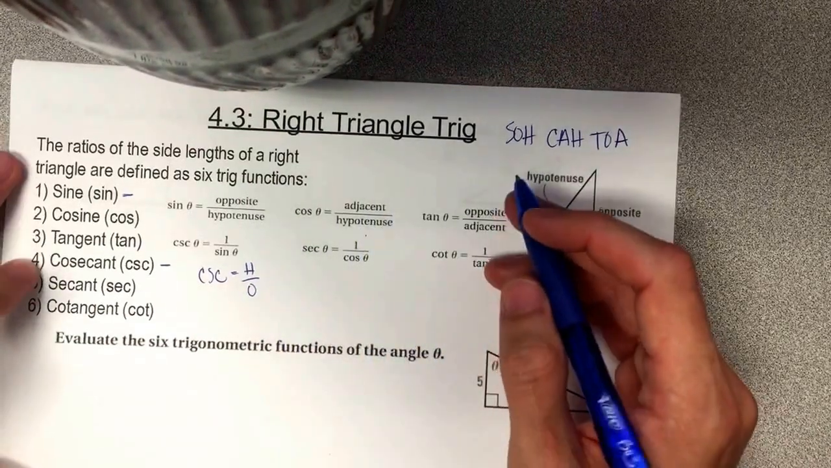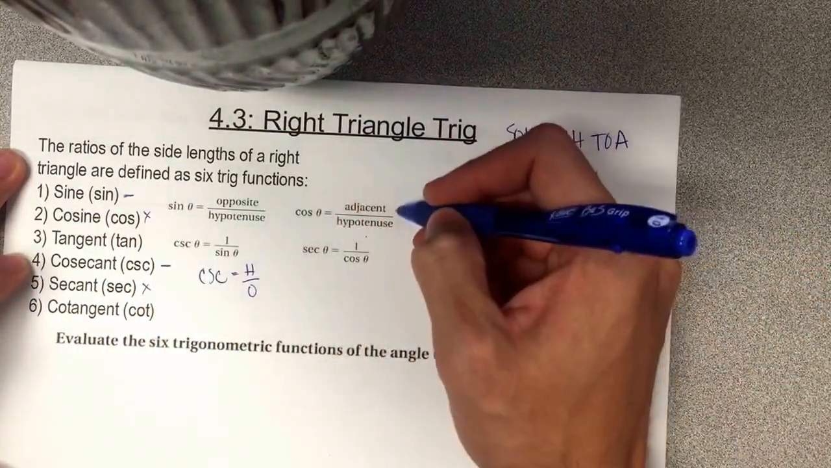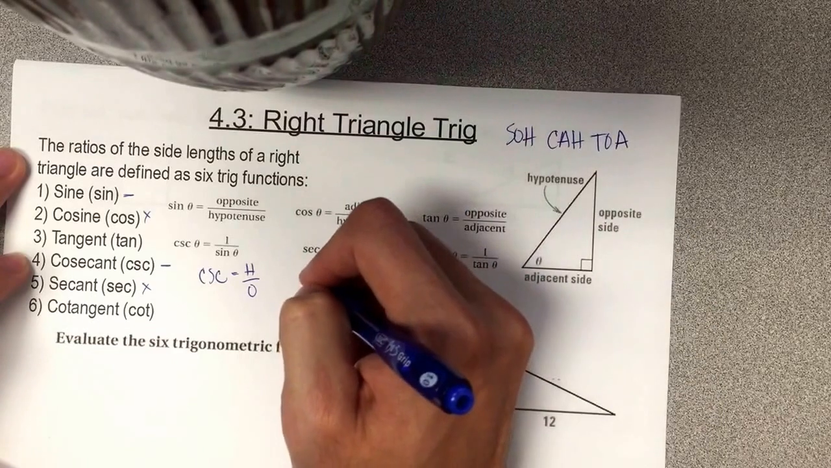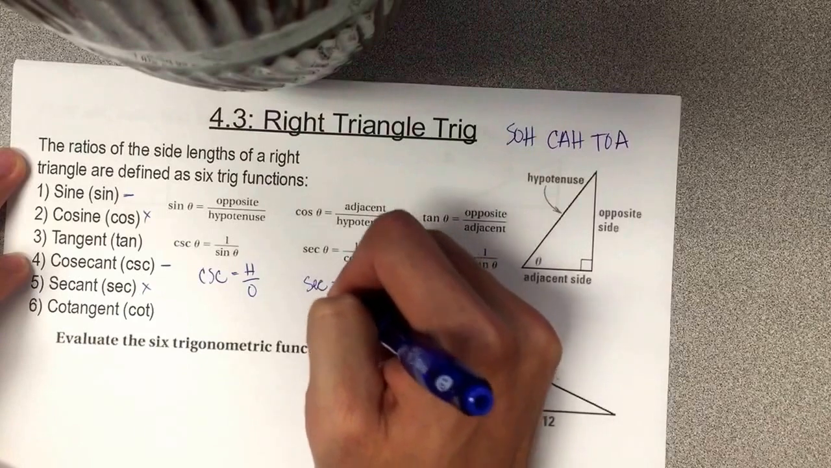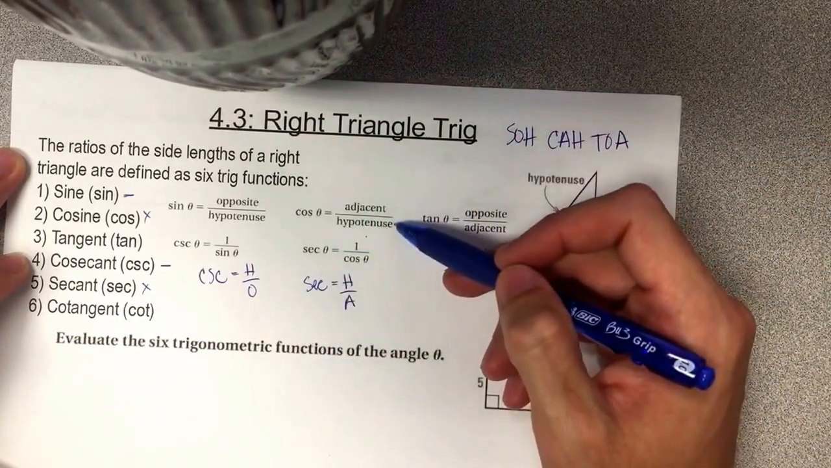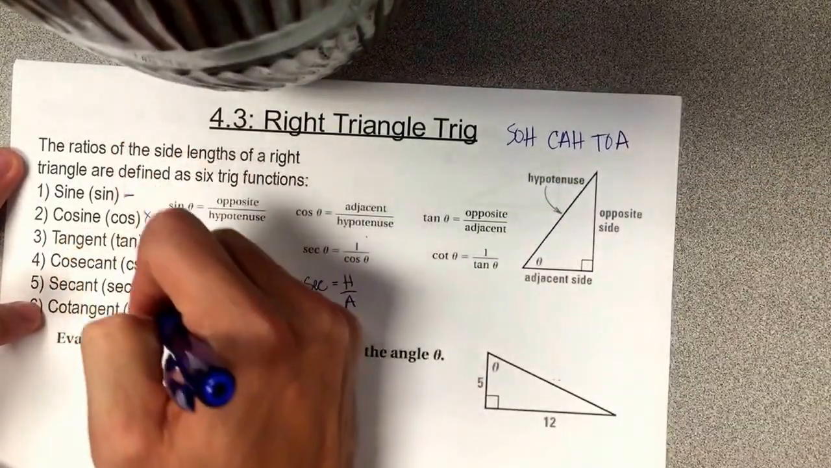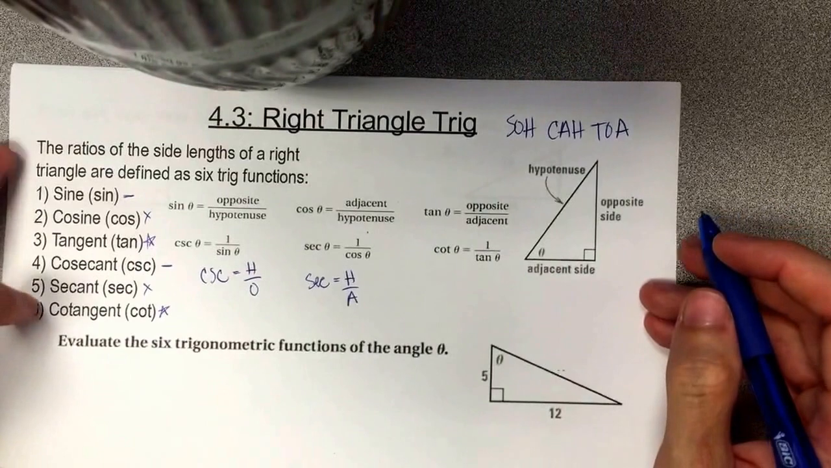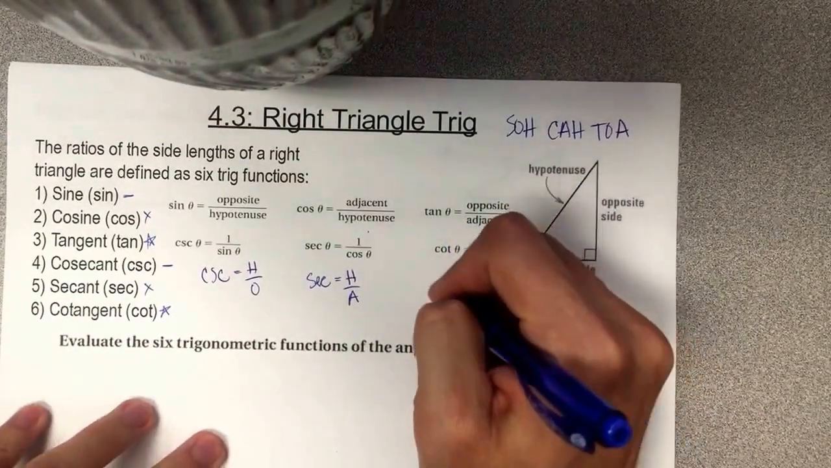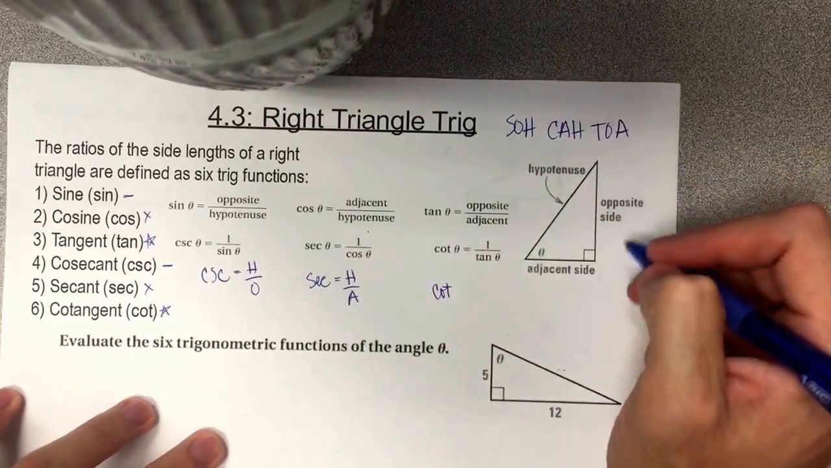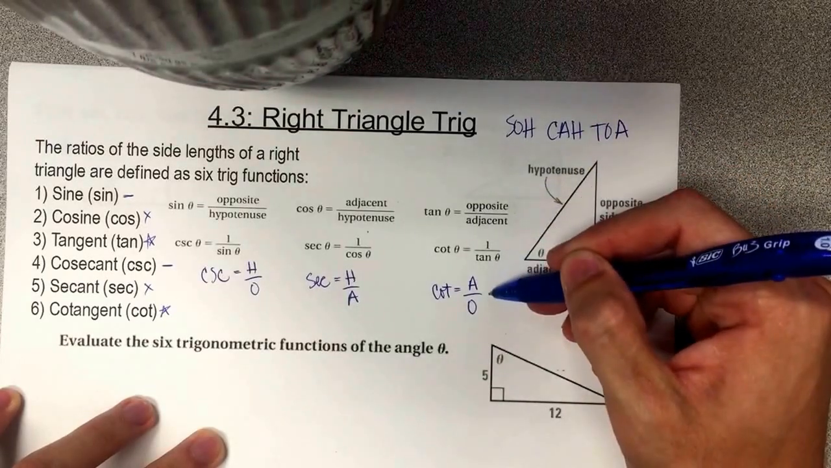Same thing is true with cosine and secant. So cosine and secant go together. If cosine is adjacent over hypotenuse, then secant, abbreviated SEC, is just hypotenuse over adjacent. So same fraction, same numbers, just flipped upside down. Tangent goes with cotangent. So again, same thing as with the other ones. If tangent is opposite over adjacent, then cotan, abbreviated COT, is just adjacent over opposite. So again, just flipped upside down.